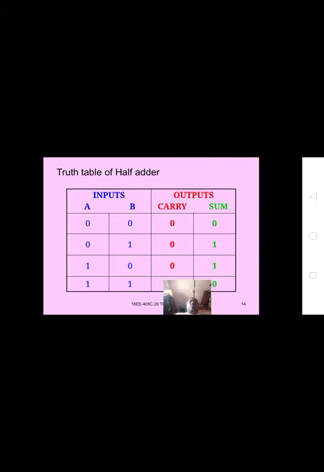Here I have given the truth table of half adder also. Inputs A B.